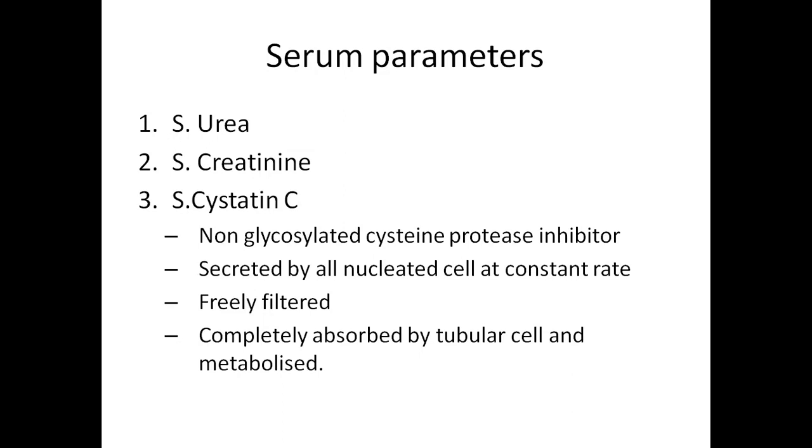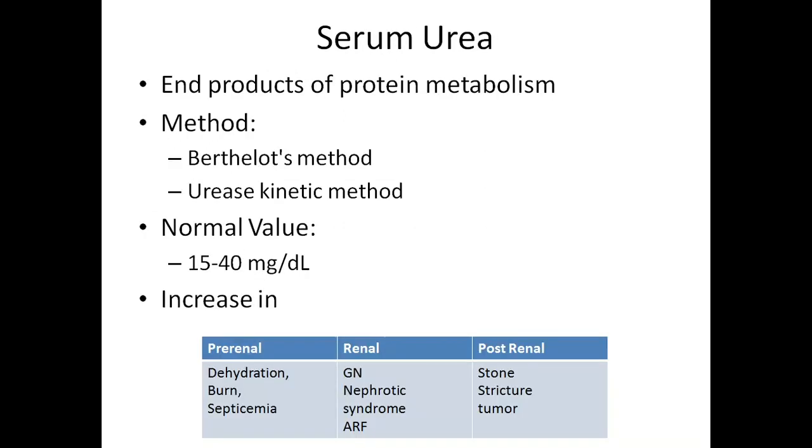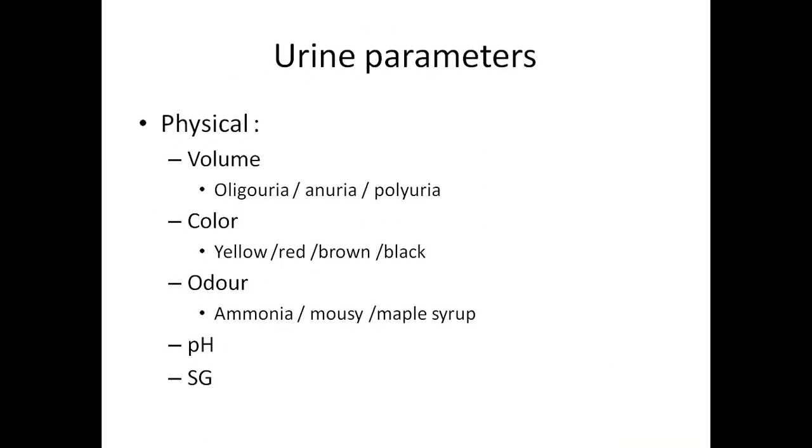It is also used with the serum creatinine level to assess renal function. Various urine parameters can also be used to assess renal function, including physical and chemical properties of the urine. Physical properties of the urine include volume, color, odor, pH, and specific gravity. Normal urine volume is around 1.5 liter per day. It may decrease or increase in various conditions.